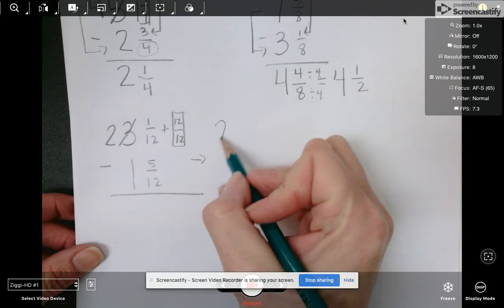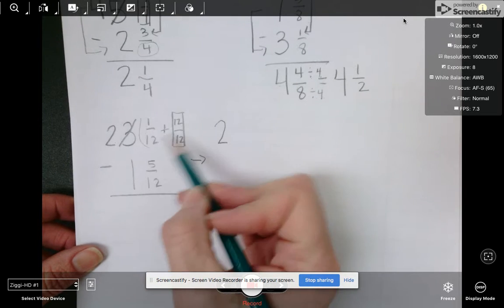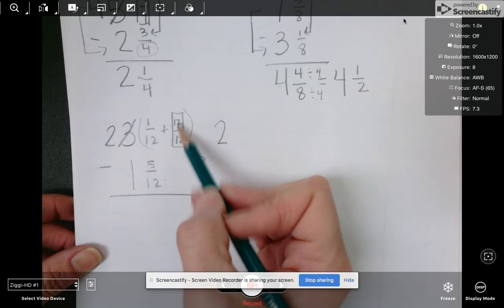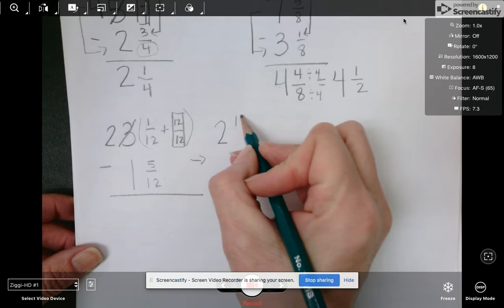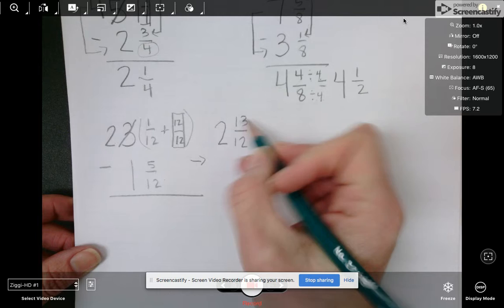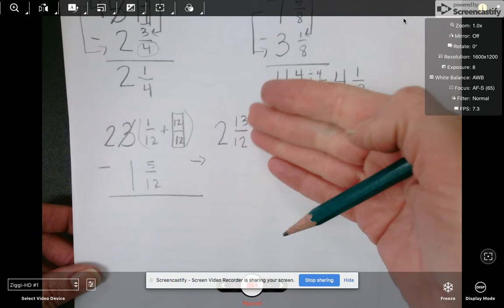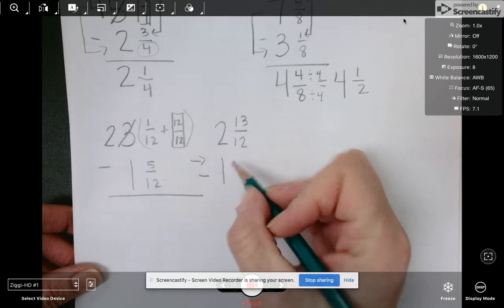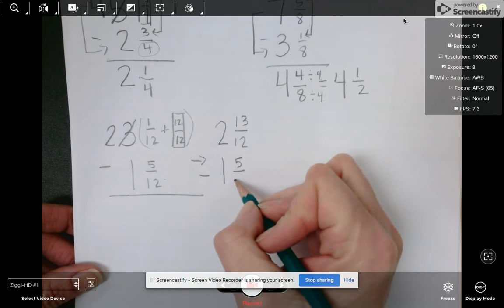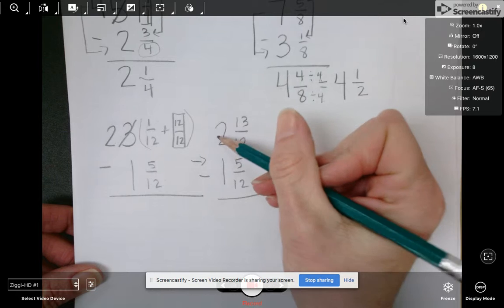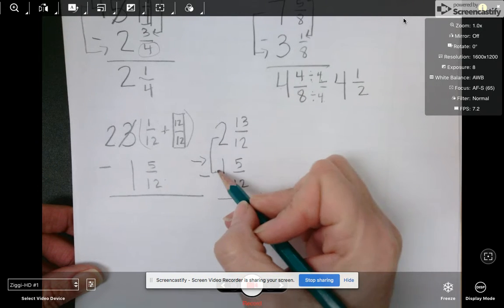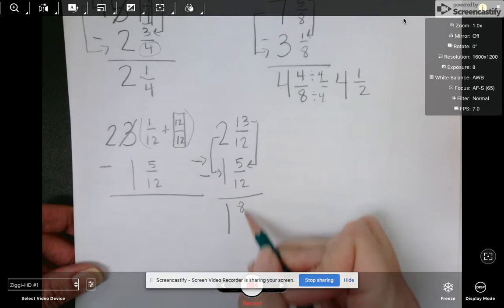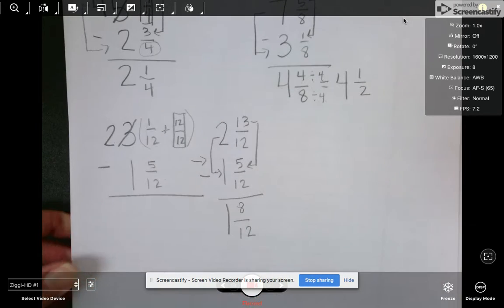Whole number on the top number will be 2. And now we have to add these two fractions together. 1/12 plus 12/12 is going to give us 13/12, giving us an improper fraction on top, but a larger fractional piece in order for us to subtract. So we write our 1 5/12, and we're ready to subtract. 2 minus 1 is 1. 13 minus 5 being 8, keeping the denominator of 12.